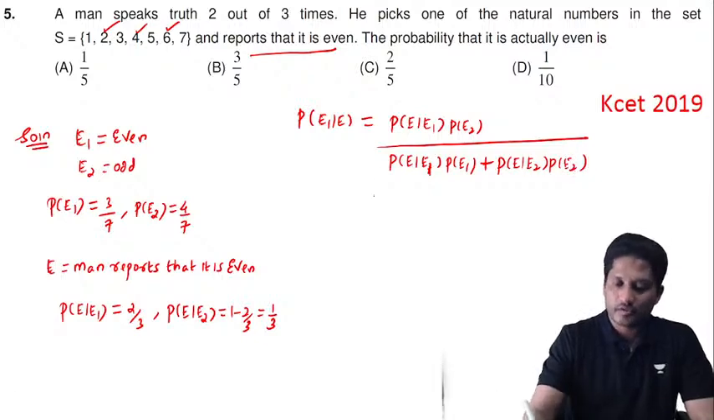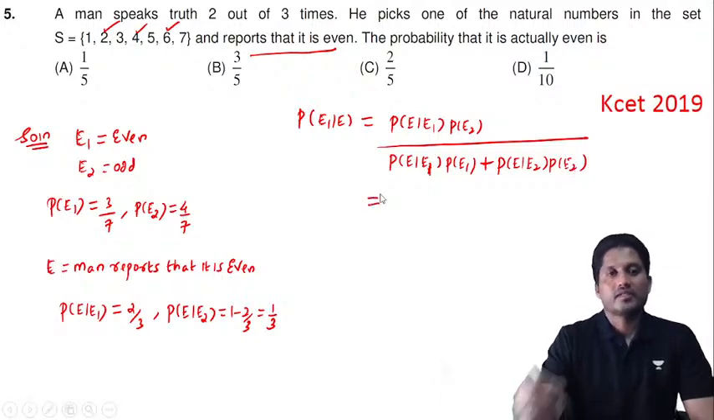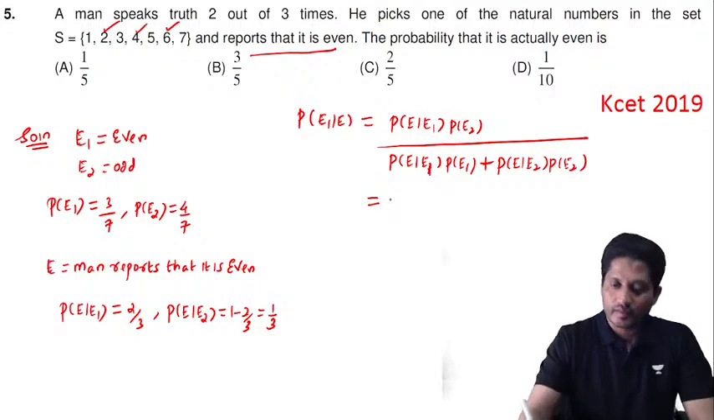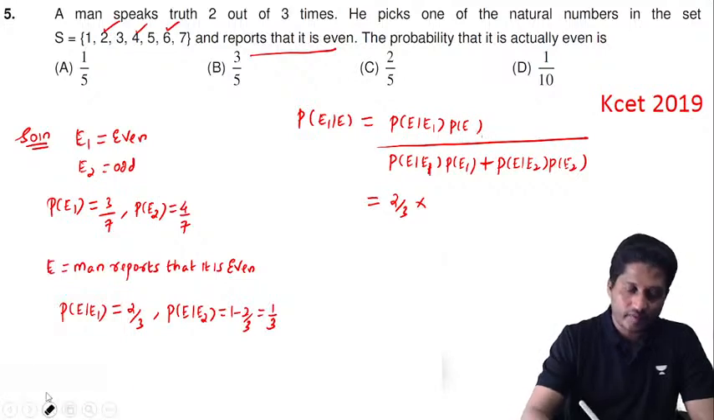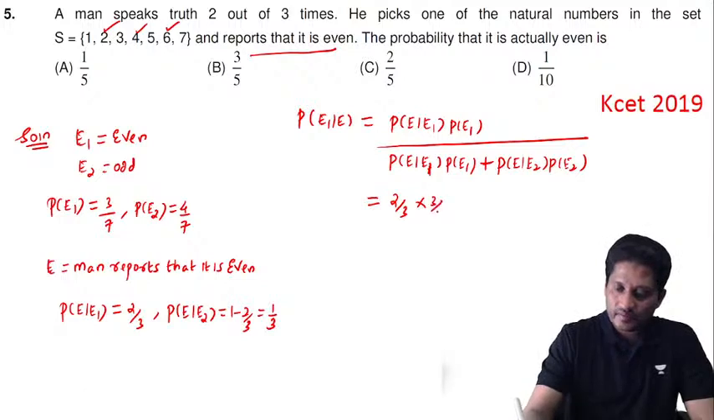Alright, now if I substitute the values, what is P of E given even? P of E given even is 2 by 3, and P of even will be equal to 3 by 7. Again, this is 2 by 3 into 3 by 7 plus P of E given E2 is 1 by 3 and P of E2 is 4 by 7.